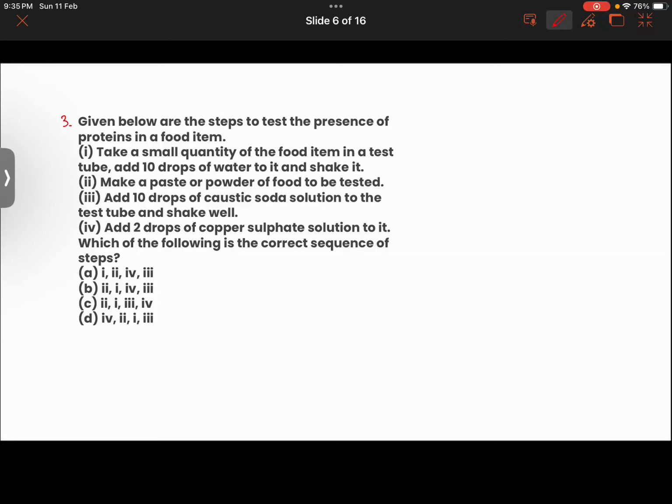So this question says that there are some steps in order to test for the presence of protein in a food. So you are required to test for the presence of protein. So what steps are you going to follow? Look carefully at the options. What is the order of options that should be followed here?